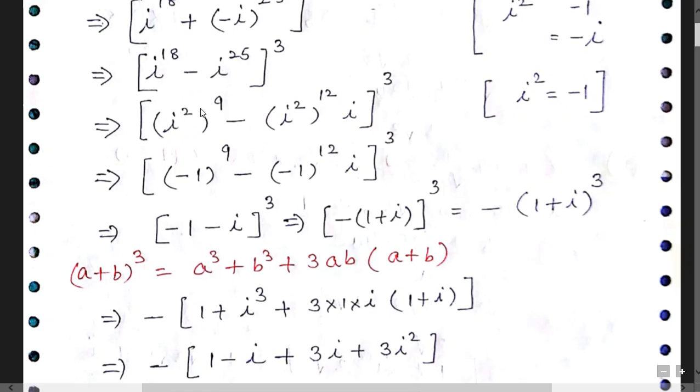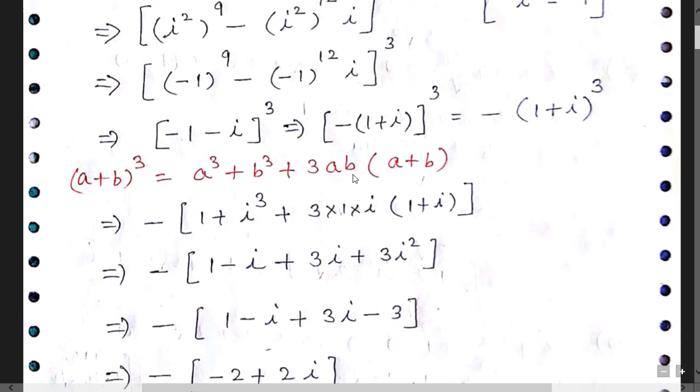Now insert the value of iota square. I can write minus 1 raised to power 9 minus minus 1 raised to power 12 into iota. And minus 1 raised to power 9 can be written as minus 1 because odd power is there. Minus 1 raised to power 12 can be written as plus 1 because even power is there. Already negative sign is there, that's why minus 1 minus iota, the whole raised to power 3.